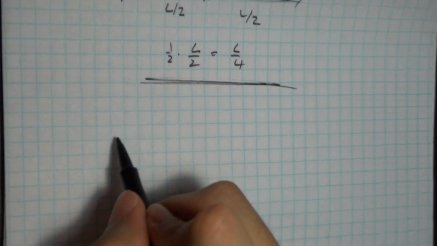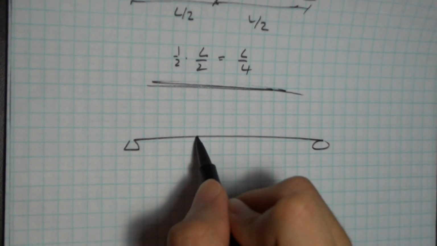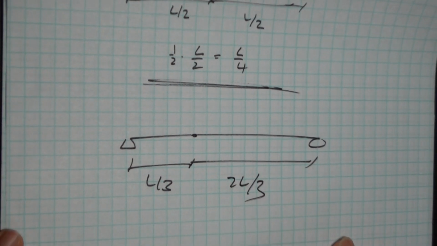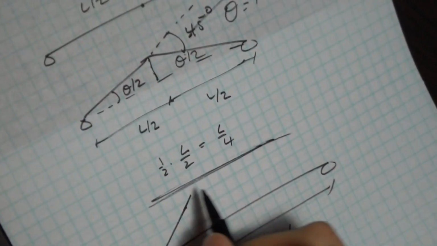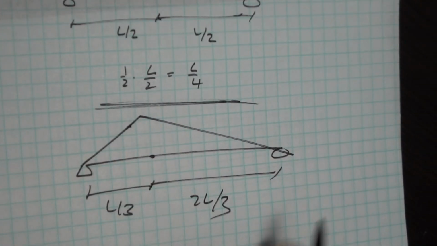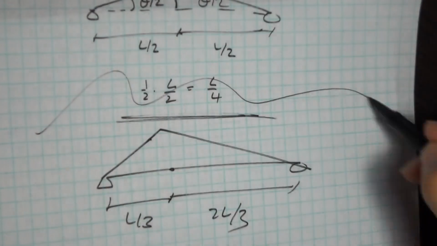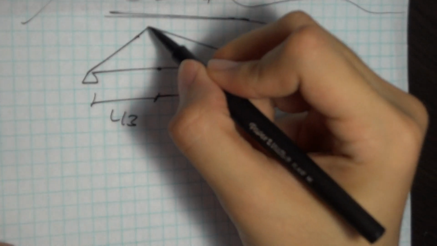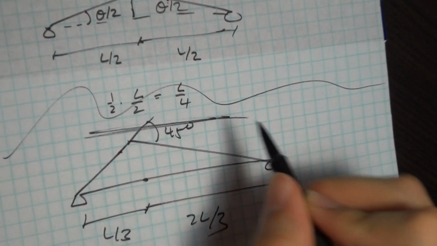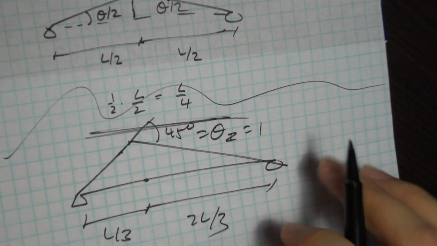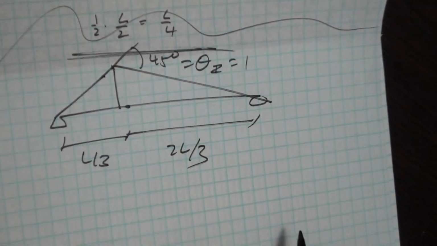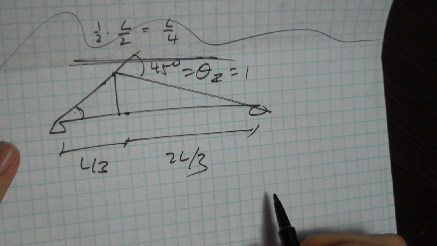Let's do another example. If I want to find the moment here, and this is L on 3, and this is 2L on 3, I'm going to get some deflected shape that looks like this. This angle will be 45 degrees, and this will be theta equals 1. This angle is going to be 2/3 theta.